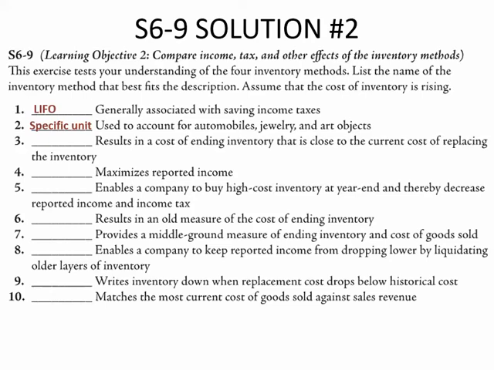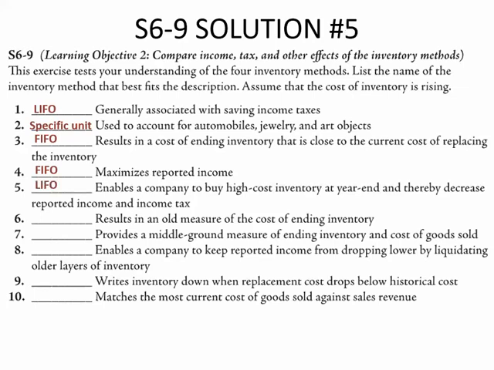The next item results in a cost of ending inventory that's close to the cost of replacing the inventory. That's going to be FIFO, because FIFO means that the first ones in are the first ones we sell. So the most recent units are the units we most recently bought, which means they're valued at the closest thing to replacement cost. Number 4, FIFO will maximize reported income because it has the lowest expense, because those are the oldest items on the income statement.